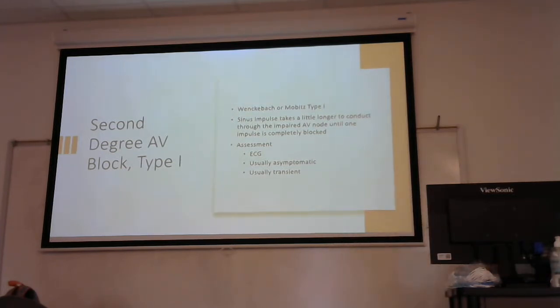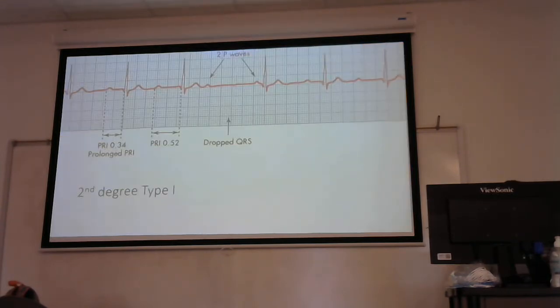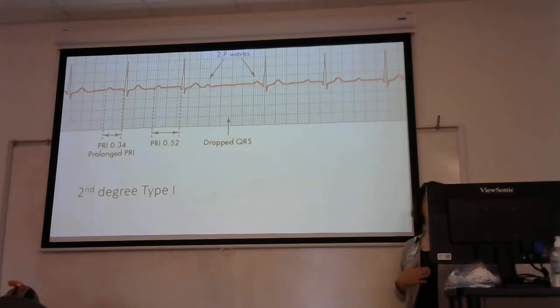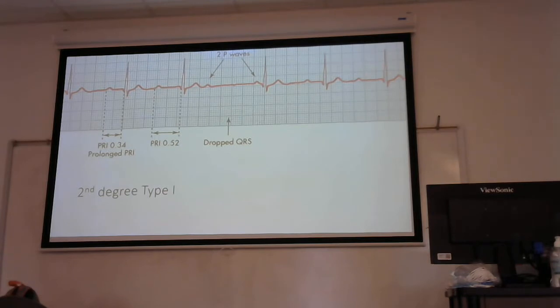So if you're going to do your 5-step method, the rate is going to vary. I can't give you a range, it's between here and here. It just varies. It kind of depends on the number of beats that are being dropped. Okay. Your rhythm, it's going to be irregular, guys.